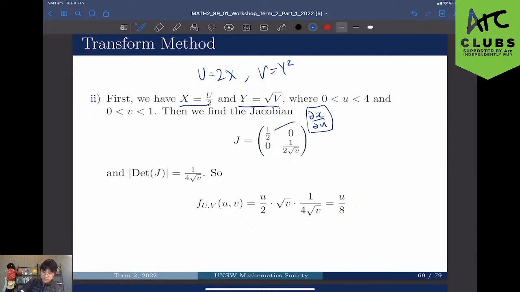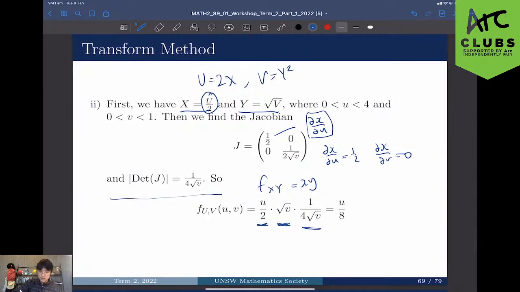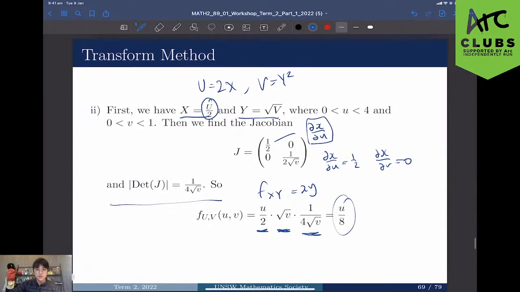So if we have x as u/2, dx/du is equal to half, and dx/dv is equal to 0, since x doesn't have any v in it. And the determinant of this matrix is equal to 1 on 4 root v. And earlier when I said we need f(x,y), we just sub in what x and y are equal to after they've transformed. So that's u/2 and root v. And if we times it by the determinant, we get the joint density function to be u/8.